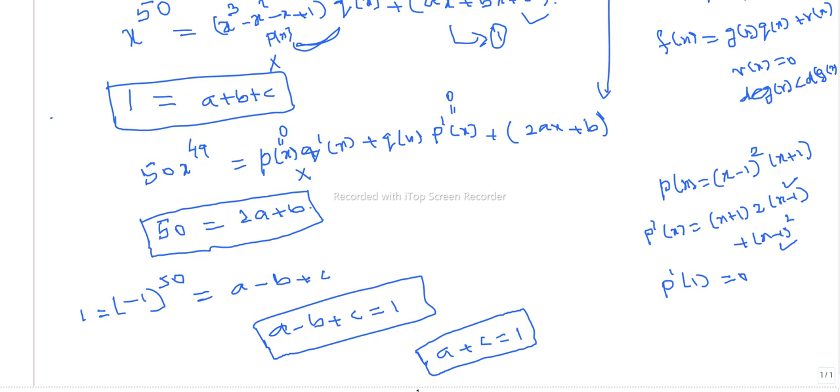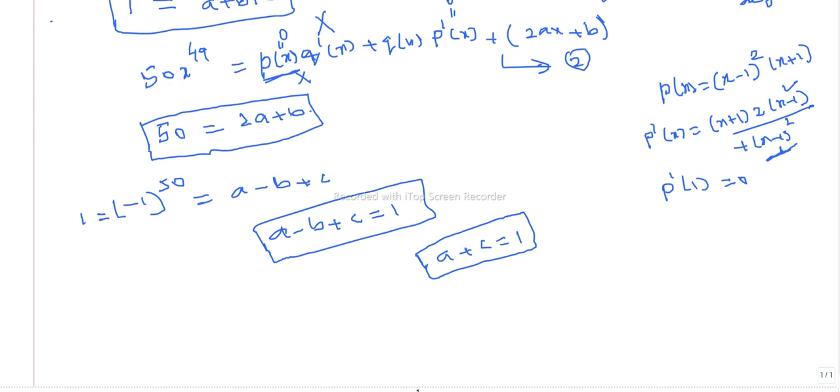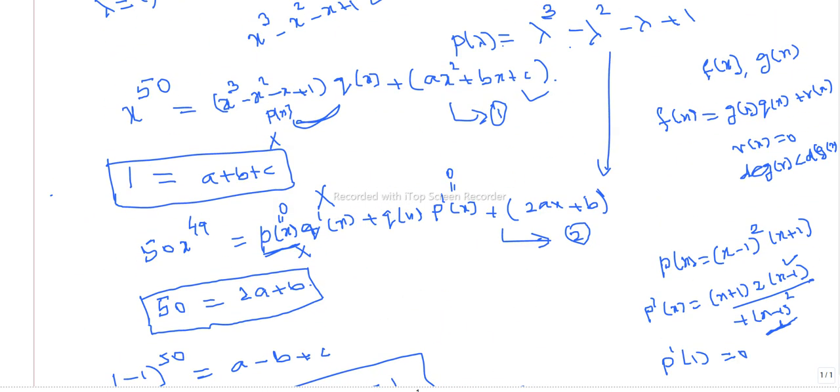Now if possible we can substitute in the second equation, maybe we can call this the second equation. Now substitute here x equal to minus 1, therefore the left hand side we have a minus 50, and this term is again 0 because p of minus 1 is 0. In the p dash, this term is 0, but this term we have is non-zero, so that is not the case. Now from this we have to find a, b, c.